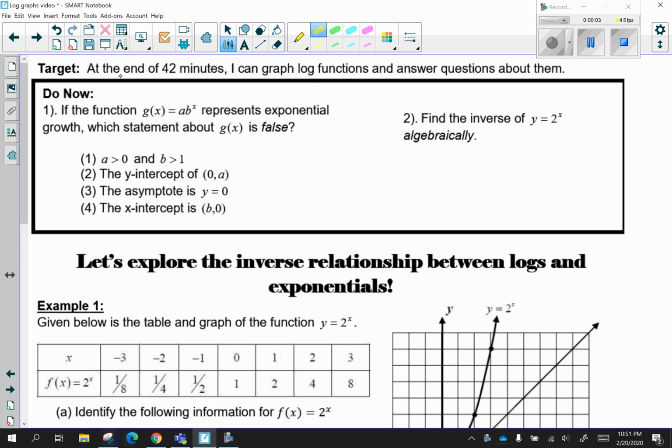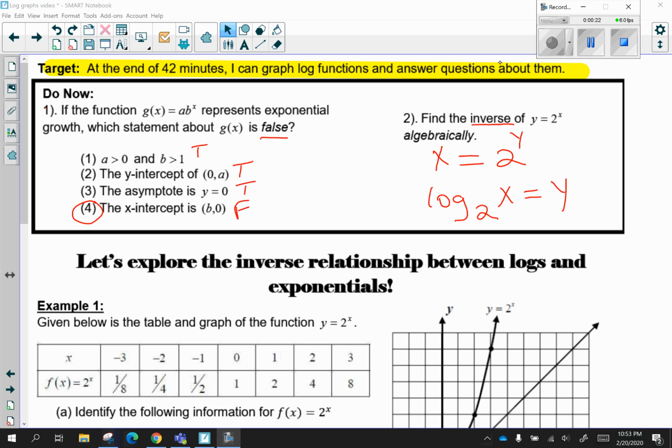Today's target: at the end of 42 minutes, I can graph log functions and answer questions about them. So right now, pause the video and take a moment to complete the do now.